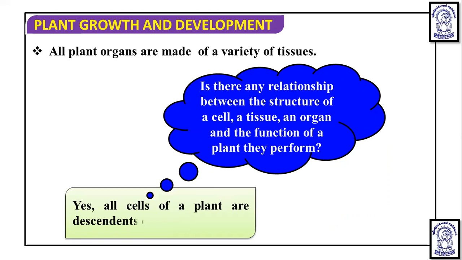Then yes, all cells of a plant are descendants of the zygote. So because of this, they are derived from the same type of cell. They have some relationship between the structure and the function they perform.